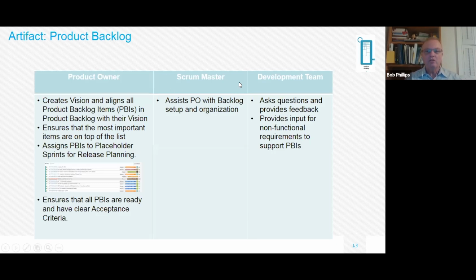Scrum Master, their job is to coach and help the product owner get this backlog built, how to get it organized, and do all the necessary scheduling of future meetings. And as a development team member, you would be there asking questions and providing input. Like if a product owner asks for something, there may be some non-functional requirements, so you'd need to let the product owner know that in order to provide that function, we have to do these things first.